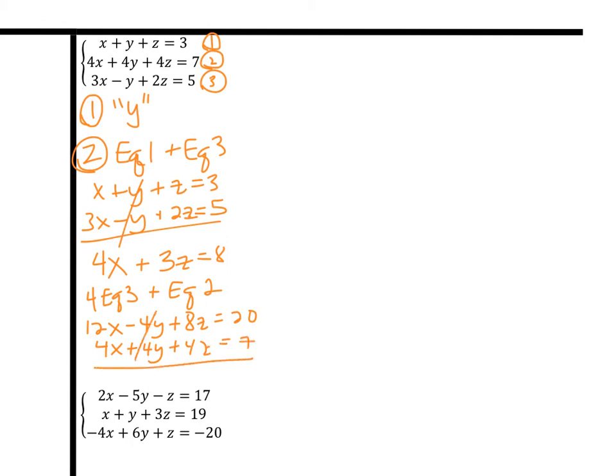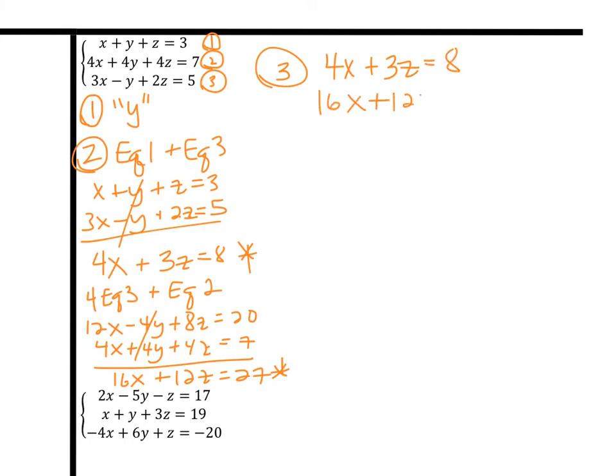Okay. So that gives me 16x, sorry. See, attention to detail. 16x, and then plus 12z equals 27. Oh, all right, we've got some big numbers we're going to work with. When we bring it to step 3, I have 4x plus 3z equals 8, and 16x plus 12z equals 27.